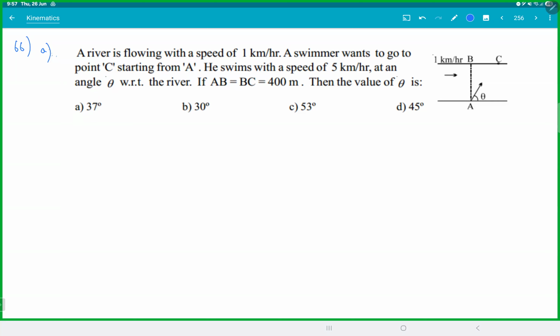This is not any of the cases. This is not case 1, 2, 3, 4, nothing. So be careful. Just don't remember the cases blindly. Understand how to solve. This man is swimming at an angle theta and he wanted to reach C. His speed is 5 and the river speed is 1. So how should he swim?